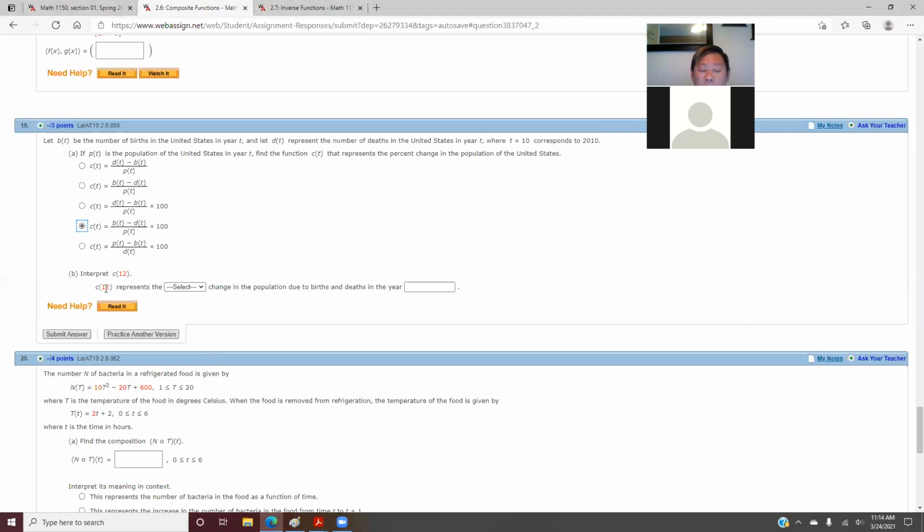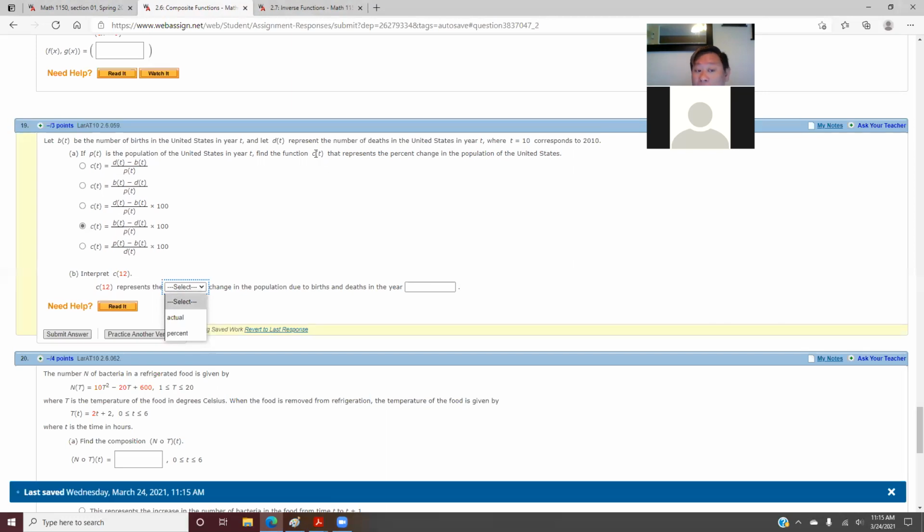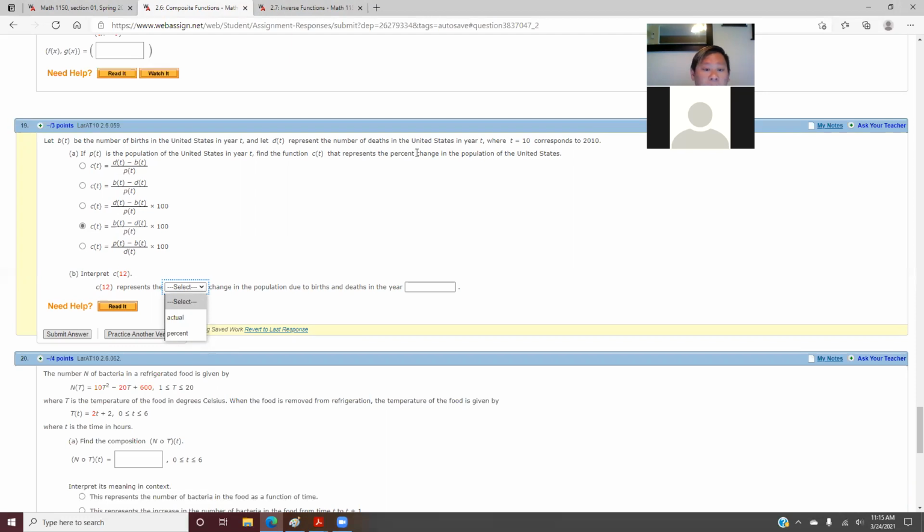Do you know what C12 means? No. As you know, C(t) is the percent change. So C12 is what? The actual change or the percent change? Is it the actual change? Again, C(t) is represented by what? Oh, percent change. Okay. It's written down here: C(t) is represented by the percent change. So this is actually a percent change. What year is 12?